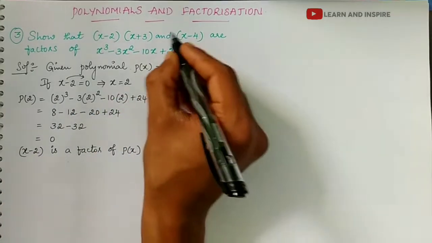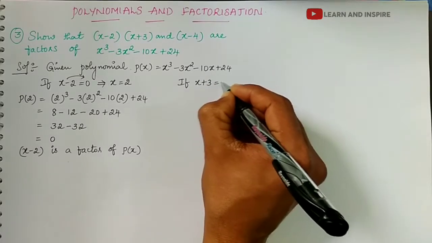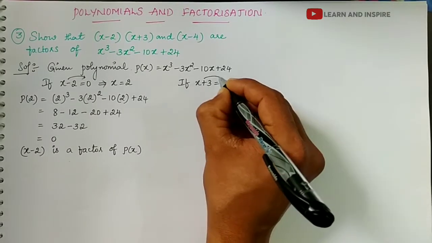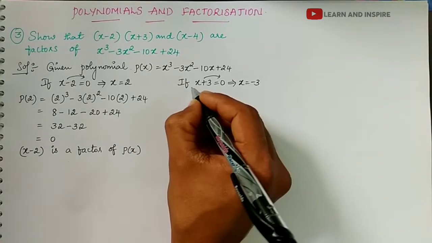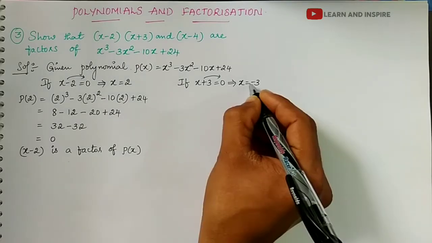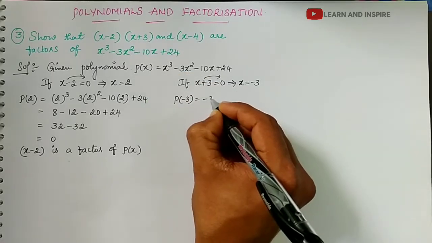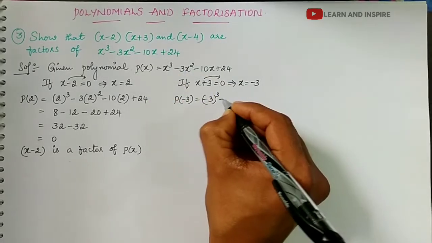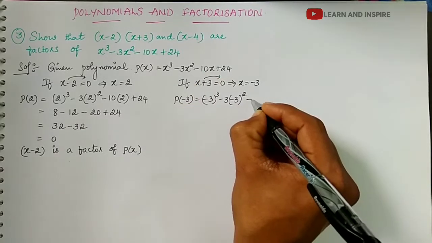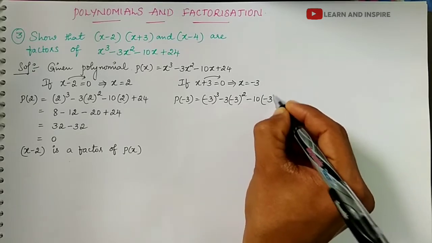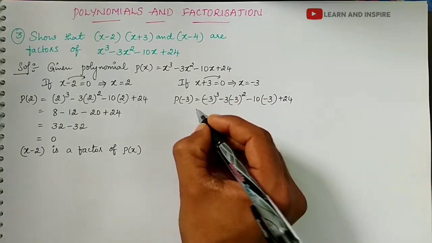Next we check the second one, that is x plus 3. If x plus 3 equals 0, then by transposing plus 3 we get the value of x as minus 3. Now put x equals minus 3 in the given polynomial. We get p of minus 3 equals minus 3 cube minus 3 into x square, that is minus 3 whole square, minus 10 into minus 3 plus 24. So in place of x, put x equals minus 3.